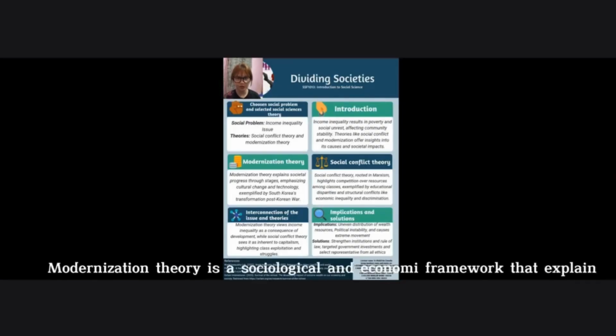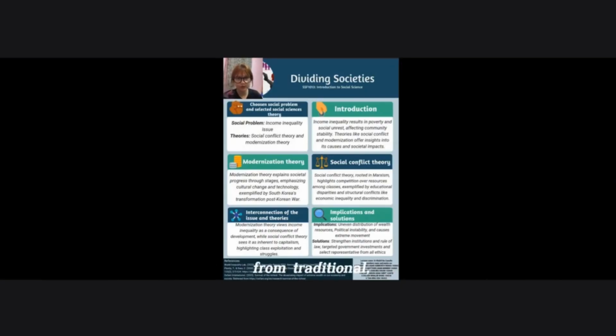Modernization theory is a sociological and economic framework that explains how societies progress from traditional, agrarian or underdeveloped stages to modern, industrialized and developed states. Modernization theory argues that, first, cultural and technological change drive progress. Traditional societies remain underdeveloped due to rigid cultural practices, lack of technology, and minimal social mobility. Transition to modernity involves adopting Western-style institutions, technology, and values.